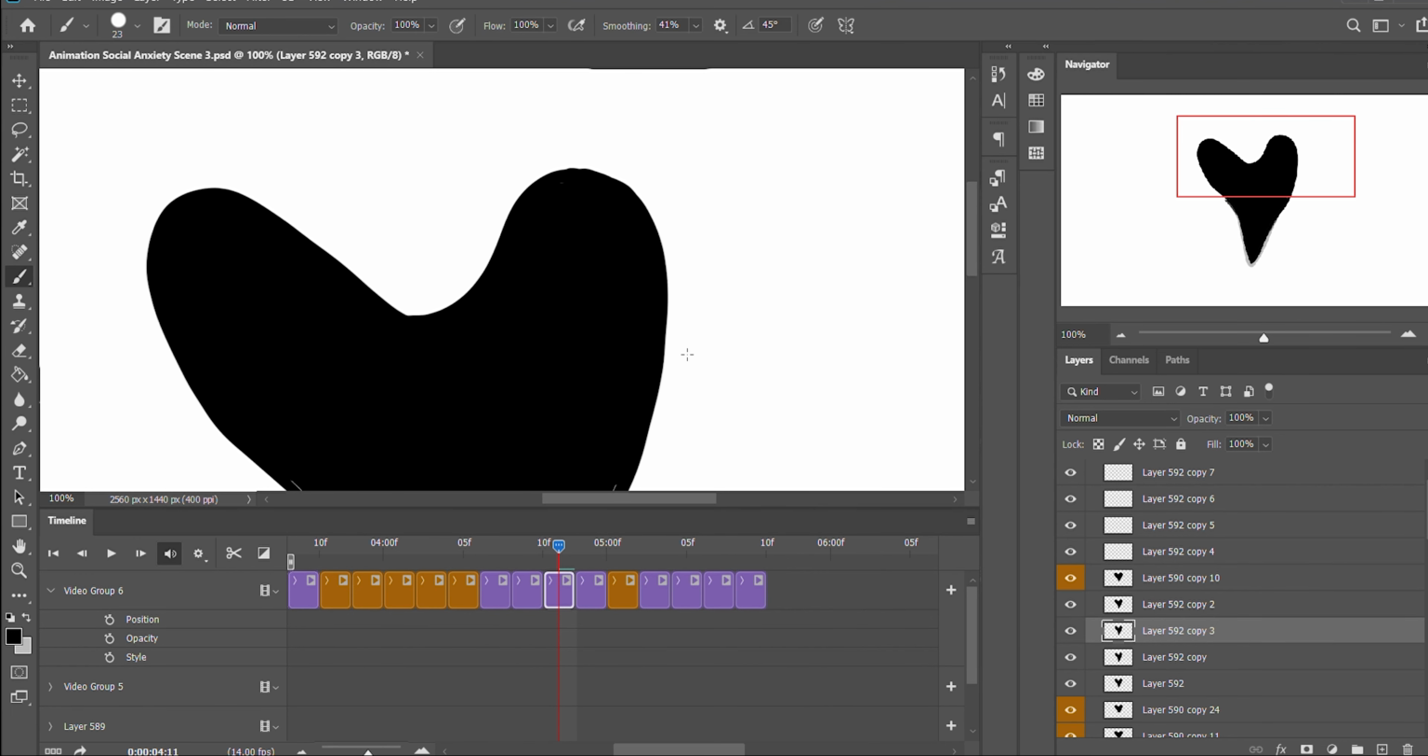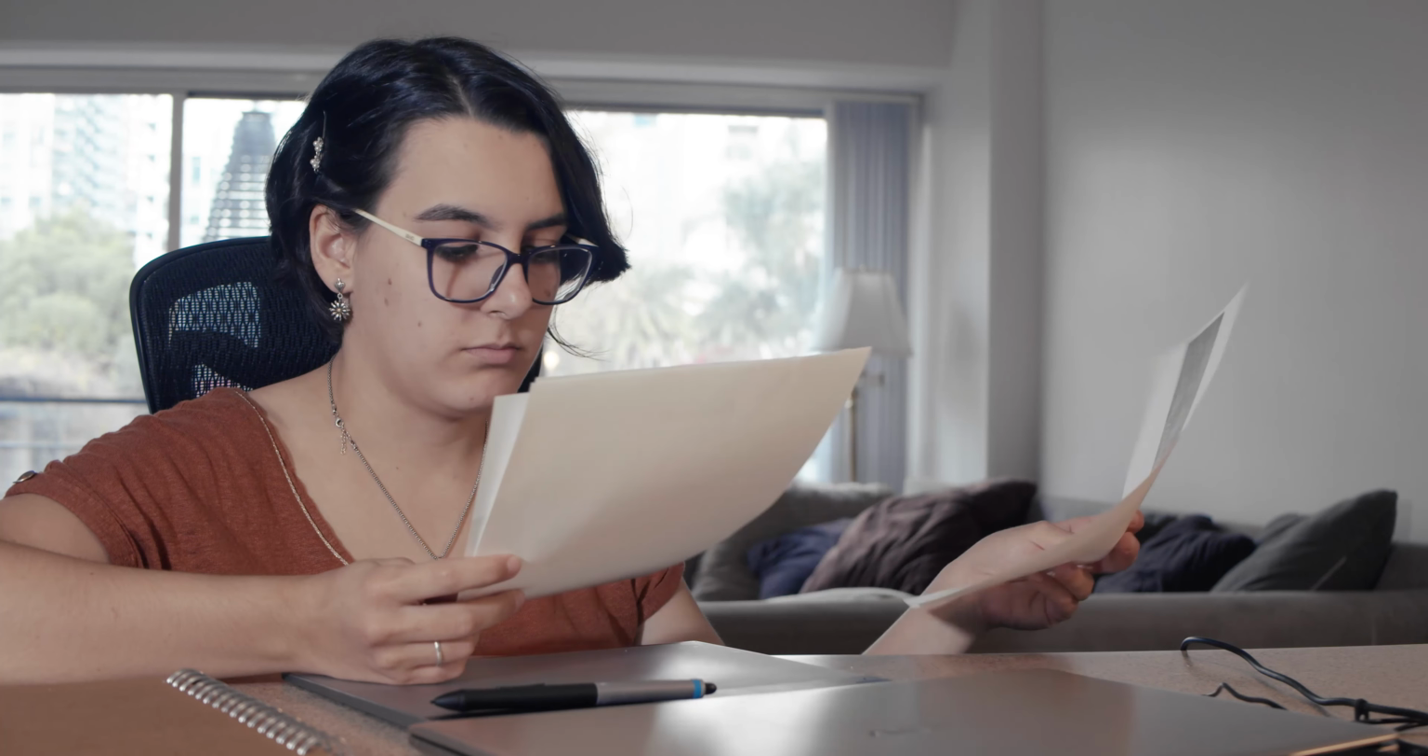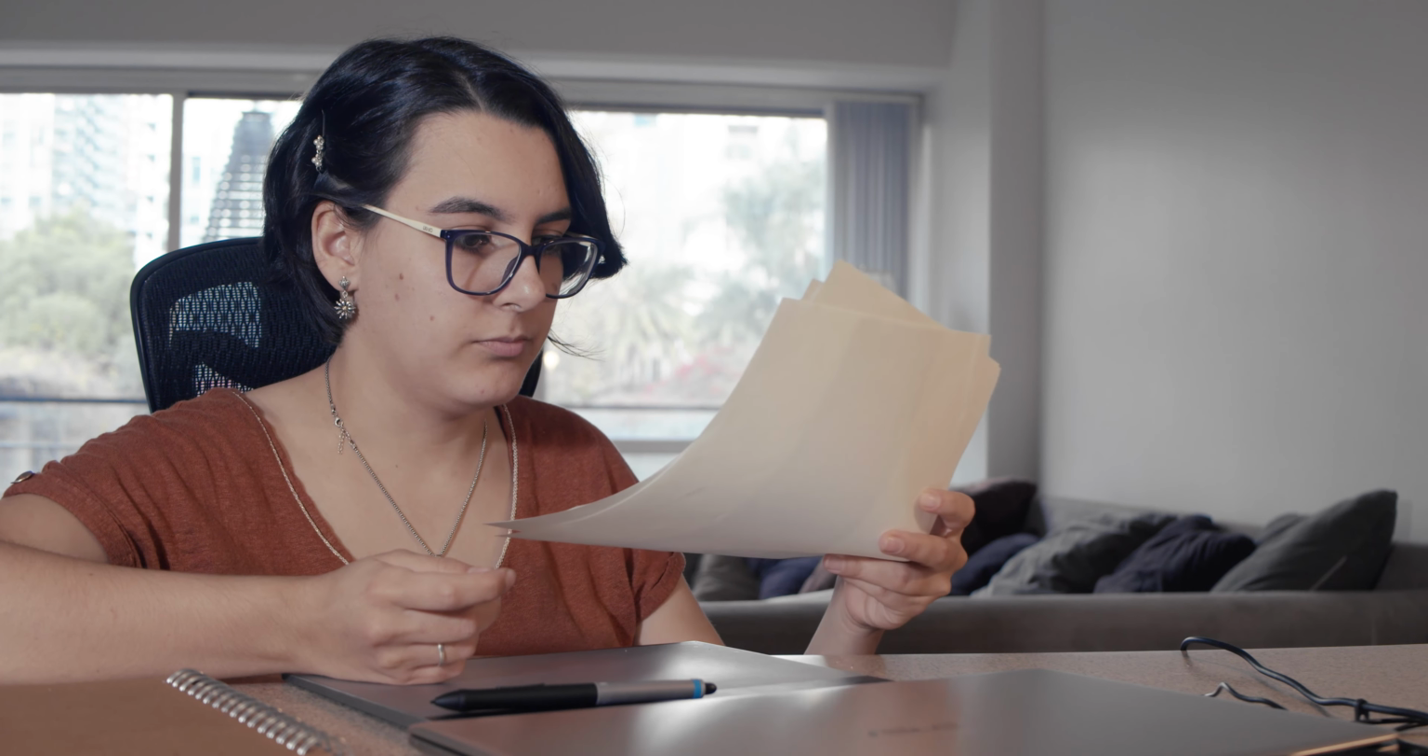As time went on, I realized, okay, maybe I need to find a quicker strategy to work around this script so that I'm not spending a week on each paragraph. That's when I learned how to use smart objects.